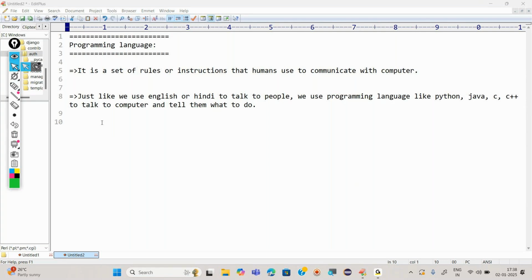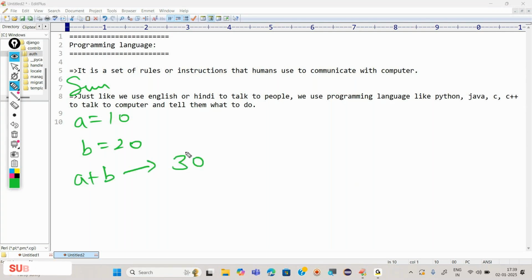In a simple way, let's say I have written a program for summing two numbers. Let's say two numbers I am taking: a equals 10, b equals 20. Now I would expect that if I do a plus b, the answer will come as 30. But how is it interpreted, how does the system get to know what type of thing it is?